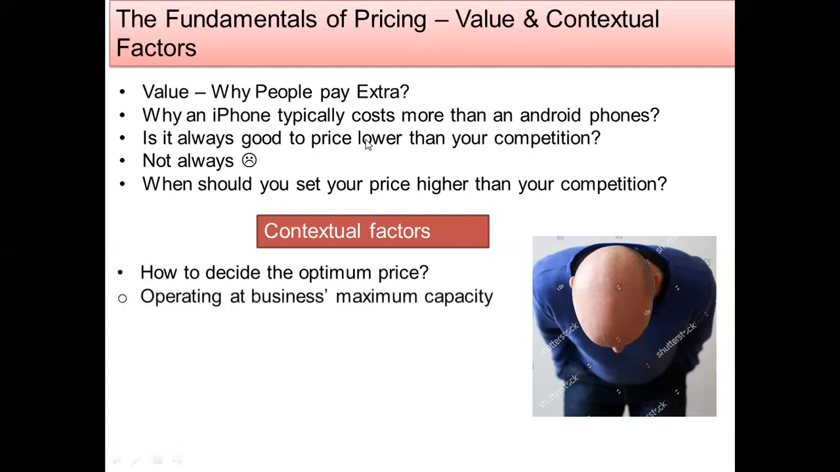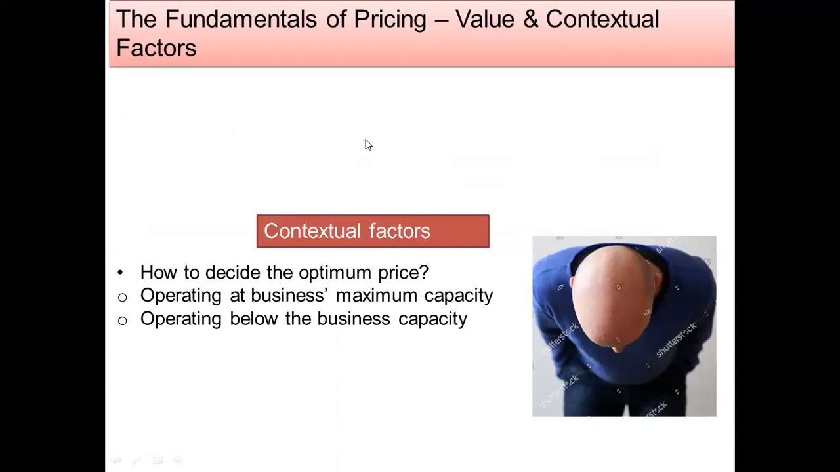So, how do you decide the optimum price? If you are operating at business maximum capacity, how will you determine the optimum price? Or in case you are operating below the business capacity, how will you decide what the optimum price is? One of the major tasks in a new business or product is setting up the optimum price. If the business is operating profitably near the maximum capacity, the right price is the one that maximizes the probability of sales.